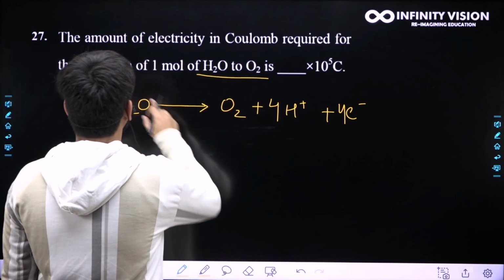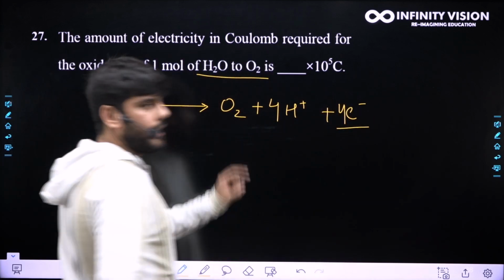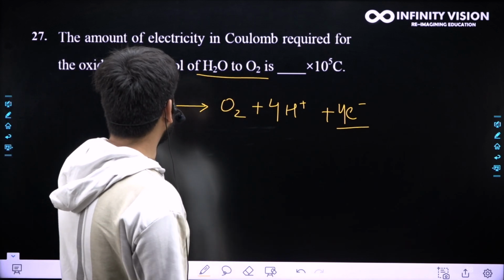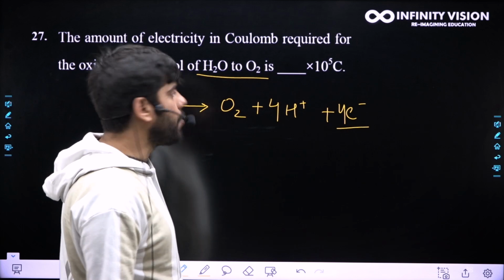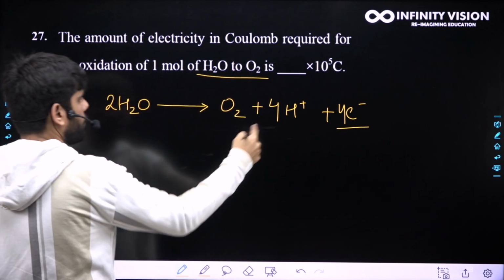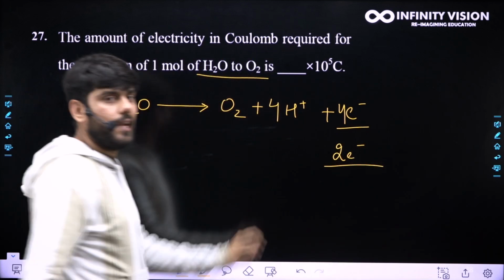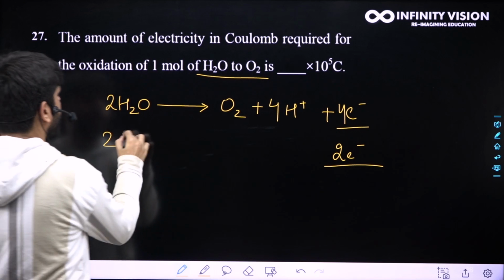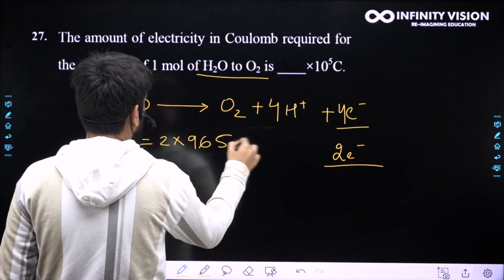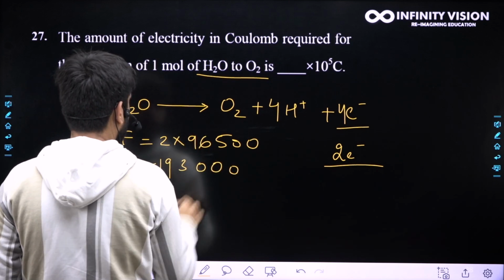Now, according to this reaction, 4 mole of electricity or 4 F electricity is required to oxidize, but here we are oxidizing 2 moles of water to oxygen. They are asking you 1 mole of water to oxygen. So 1 mole of water to oxygen means that we are talking about 2 mole electron electricity. That means 2 Faraday electricity, and that is 2 into 96500, which is 193000, right?